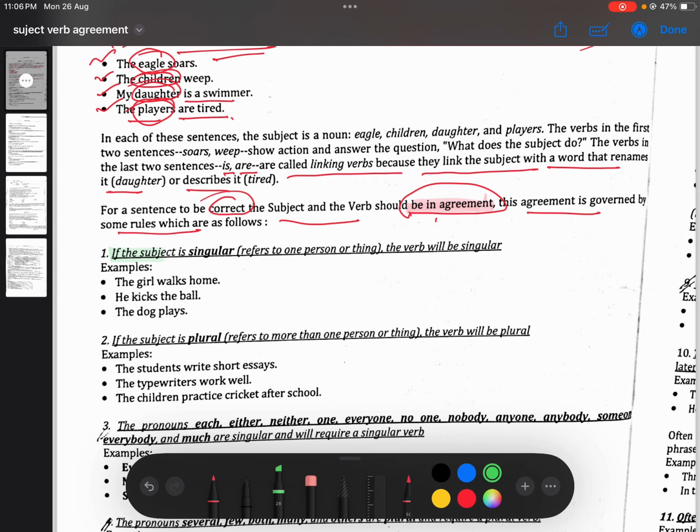If the subject is singular, that is, it refers to one person, the verb will also be singular. Subject singular, verb singular. The girl walks home, he kicks the ball, the dog plays.